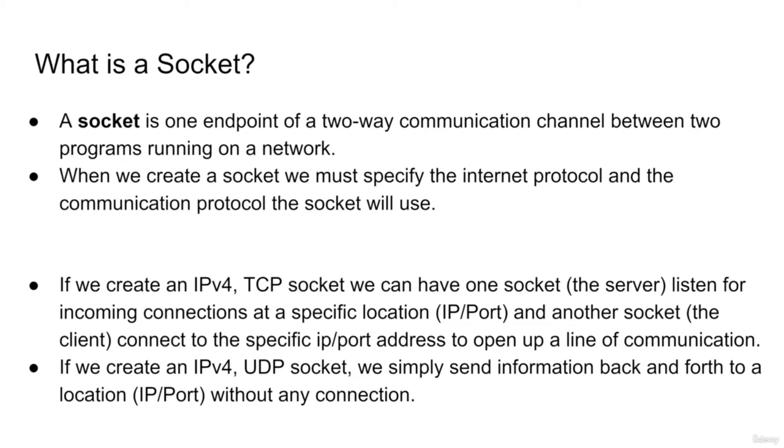In contrast, if we create an IPv4 UDP socket, we'll just create the sockets on both ends and start sending information back and forth to a given location without any connection. If we know the IP address and the port address our server is running on, we're not going to connect to it. We're just going to start sending information to it in hopes that it gets there.